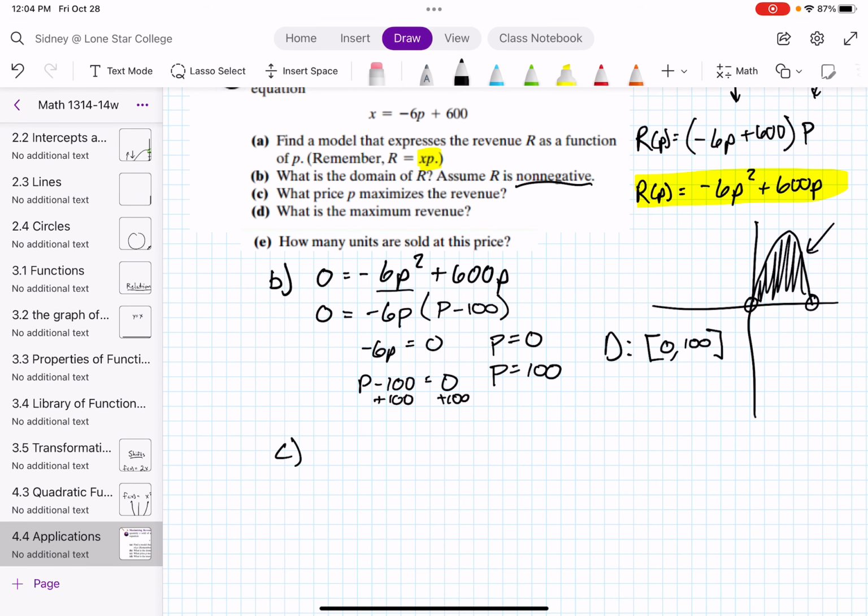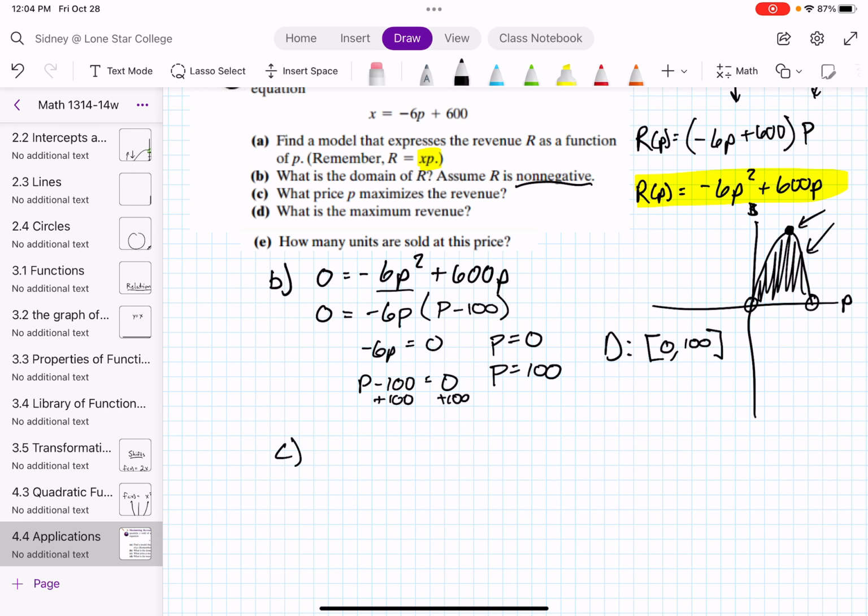What price maximizes the revenue? Well, we talked about maximums and minimums in one of the previous videos, and this is a function. I guess this is the p-axis. But what we want to know is right up here, this value, that is where the maximum value is, because this is the money axis, how much money we're making.